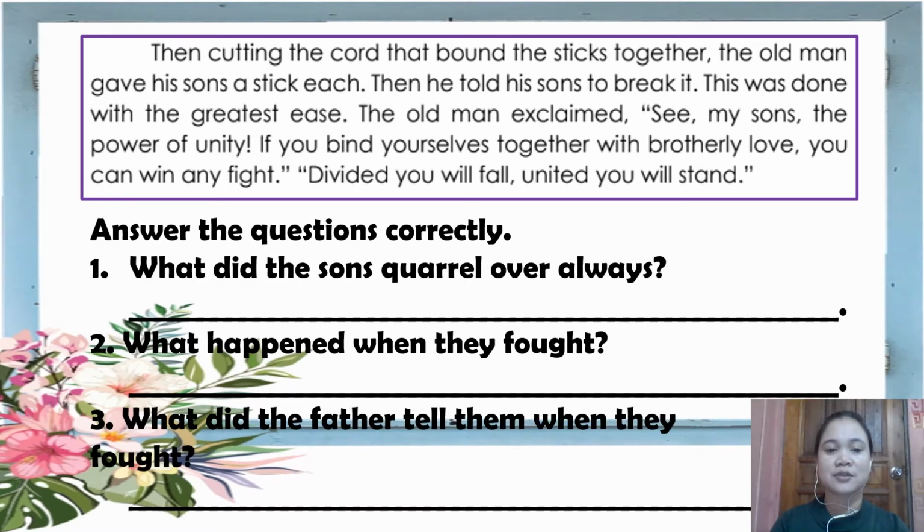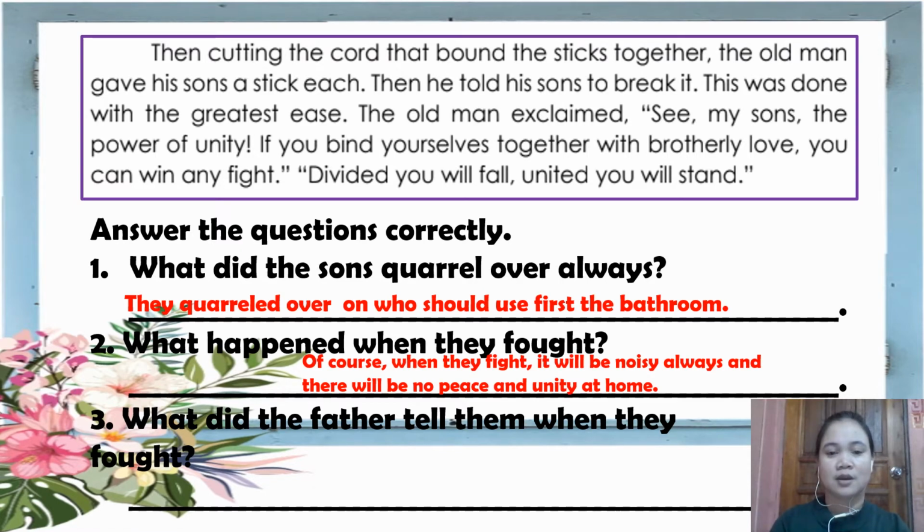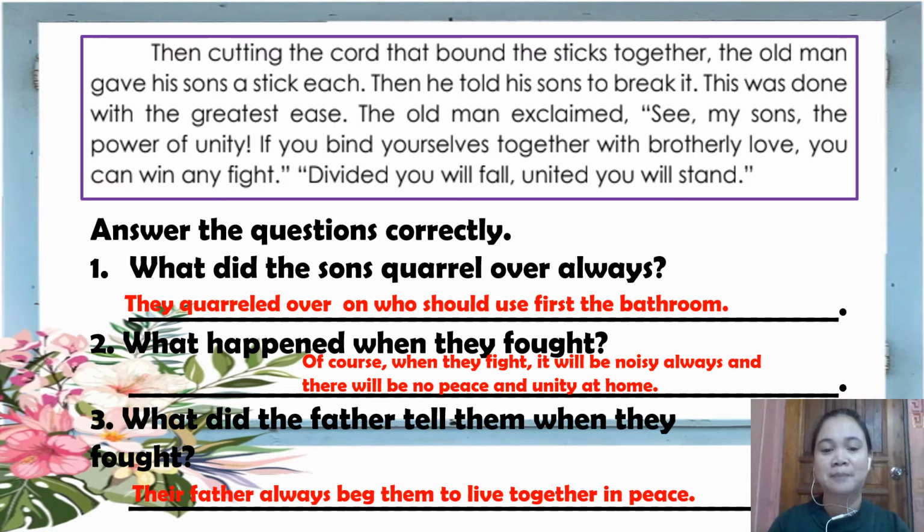Now, let us answer these questions. What did the sons always quarrel over? Very good. They quarreled over who should use the bathroom first. Next, what happened when they fought? What do you think happened when they fought? Okay, of course, when they fight, it will always be noisy, and there will be no peace and unity at home. Last, what did the father tell them when they fought? Correct. Their father always begged them to live together in peace.